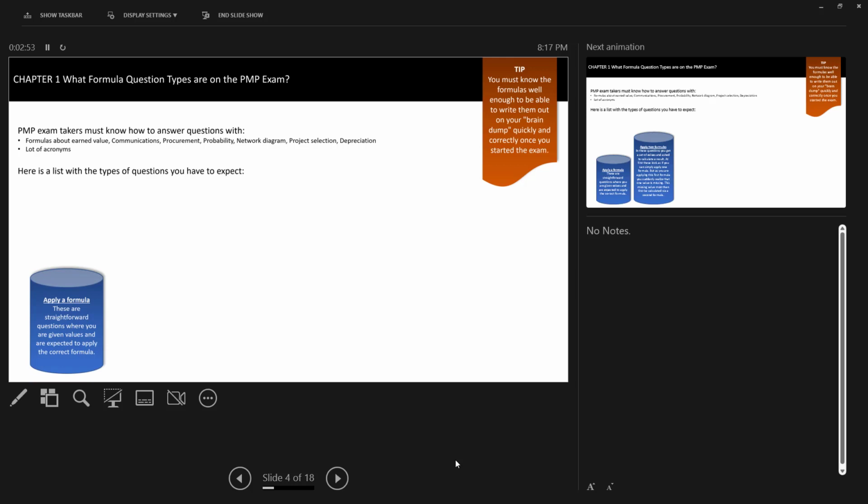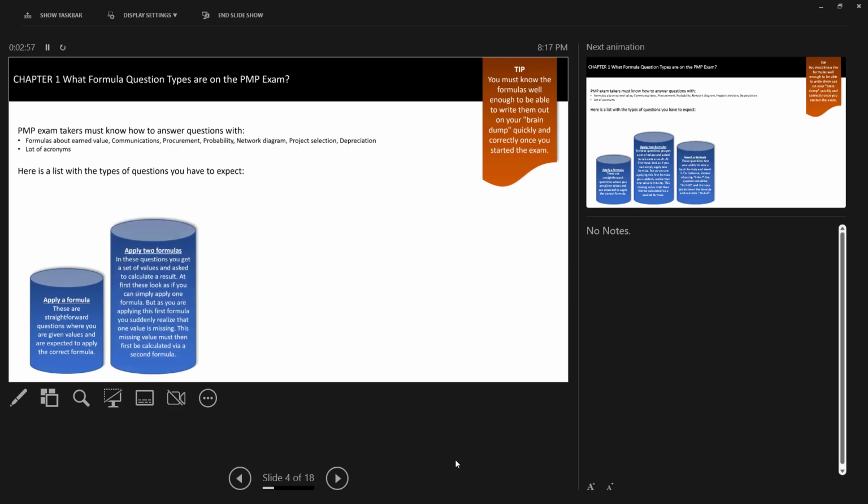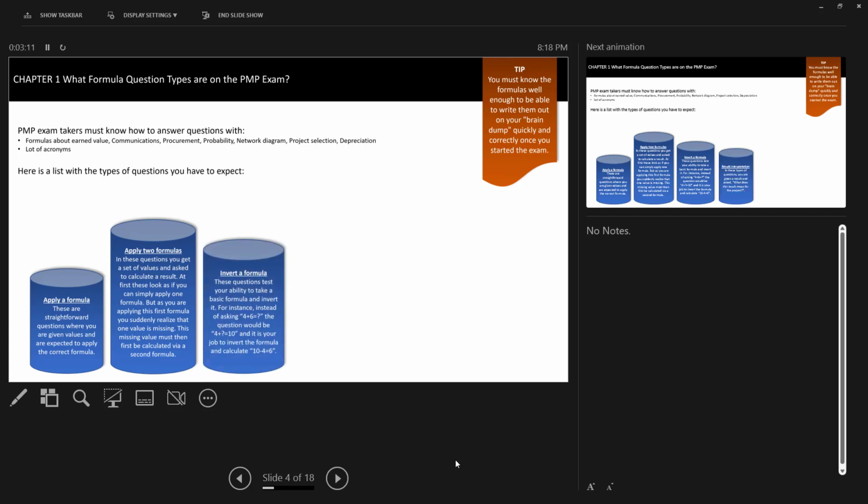One is directly applying a formula to the question they've asked. Two is applying two formulas. You'll use one formula to get to the answer, and midway you'll find out that one value is missing and you need another formula to get that value. So that's the second type. Third, invert the formula. I have given you the example inside the blue box: 4 plus 6 equals something, or 4 plus something equals 10. You have to find out the something. Fourth, result interpretation. They'll give you the answer and then you go backwards.